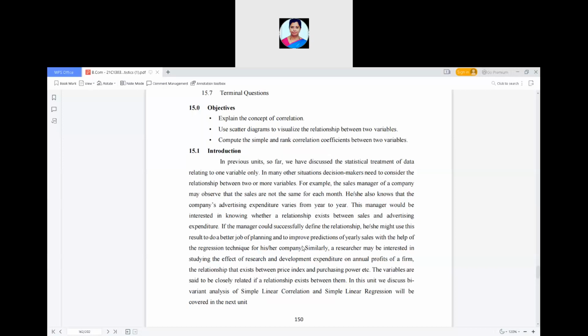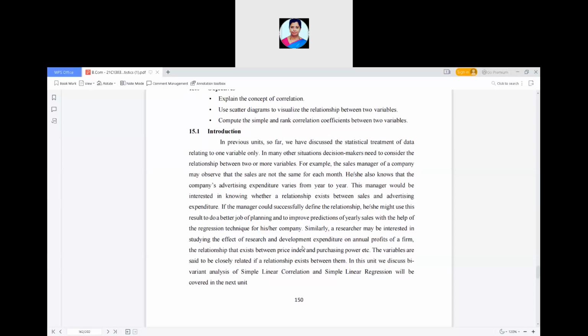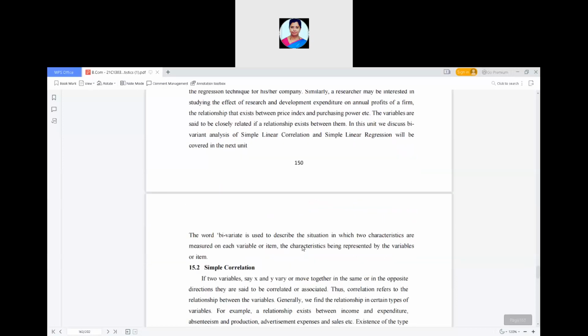Similarly, researchers may be interested in studying the effect of research and development expenditure on the annual profit of a firm. Or a relationship may exist between price index and purchase, etc. Likewise, we may have so many examples of correlation. Here we are going to discuss simple linear correlation and simple linear regression. Regression we will see in the next unit.